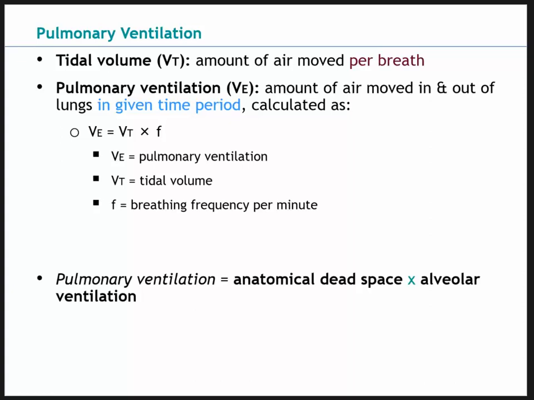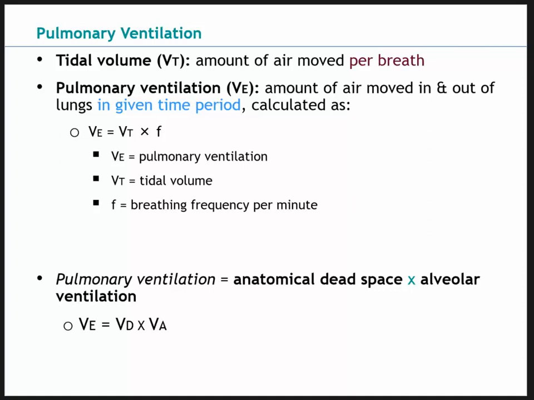Another equation is looking at anatomical dead space times alveolar ventilation. So I have our definitions here as well. So we already know VE is pulmonary ventilation. VD is anatomical dead space. And the definition of this is air that never reaches the alveoli to participate in gas exchange. It's the air that we breathe in, but it gets trapped in our nasal cavity, our larynx, our trachea, and our bronchi. So it's the air that does not participate in gas exchange.